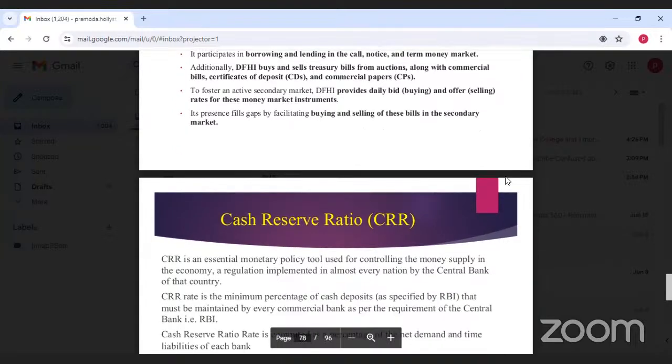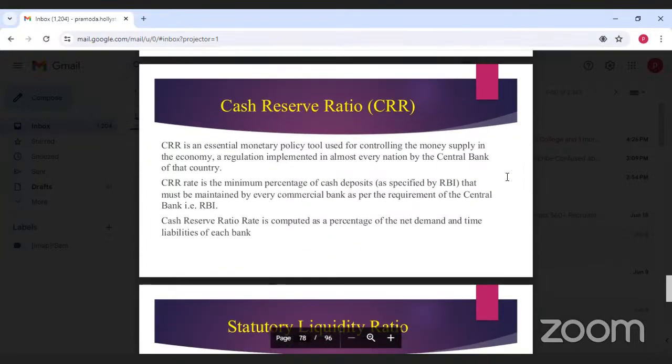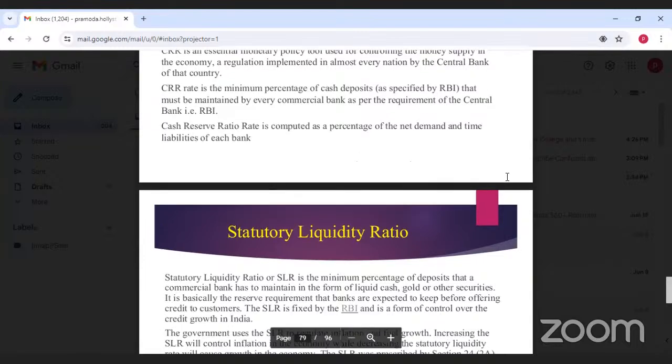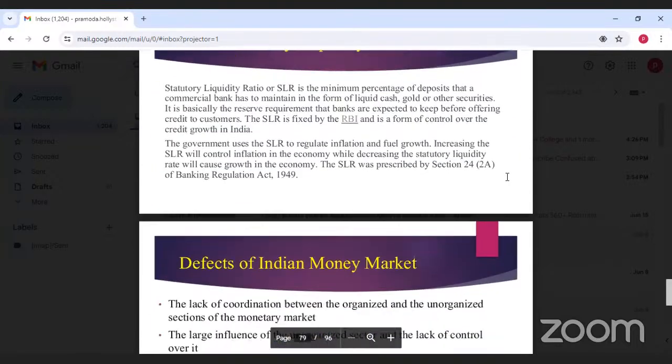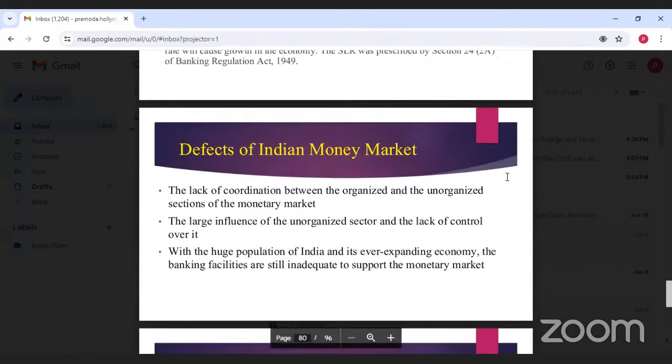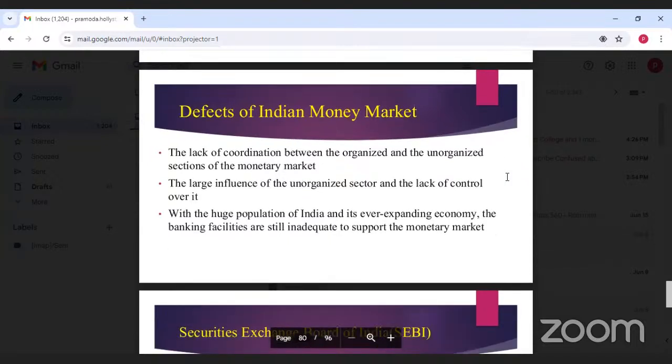That is about DFHI. Cash reserve ratio, we already studied. SLR studied. You can look at some of the defects of the Indian money market here. There is a lack of coordination between the organized and unorganized sectors in the money market. The unorganized sector is still dominating the entire money market in our country.